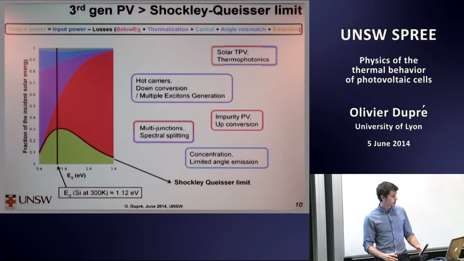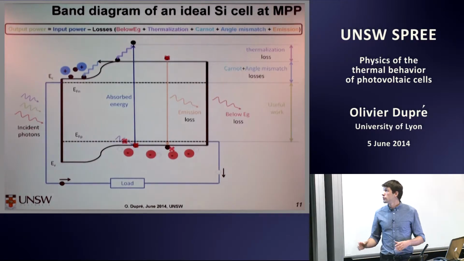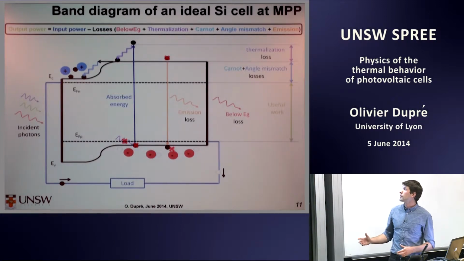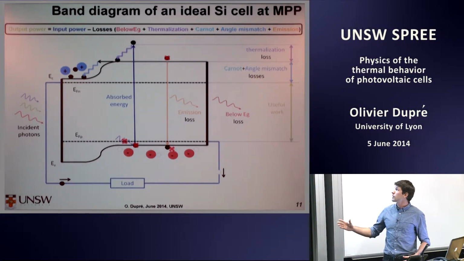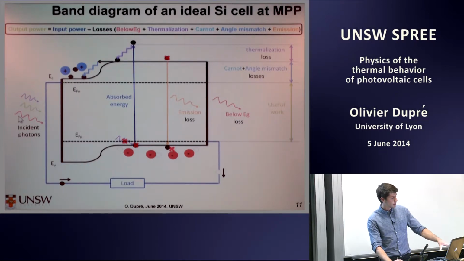But let's look at those losses at a given gap. We take, for example, the gap of silicon here, and show those same losses, but in a more familiar picture, the band diagram. So here is a band diagram of an ideal silicon cell at the maximum power point. And so we can find the losses depicted on this graph.